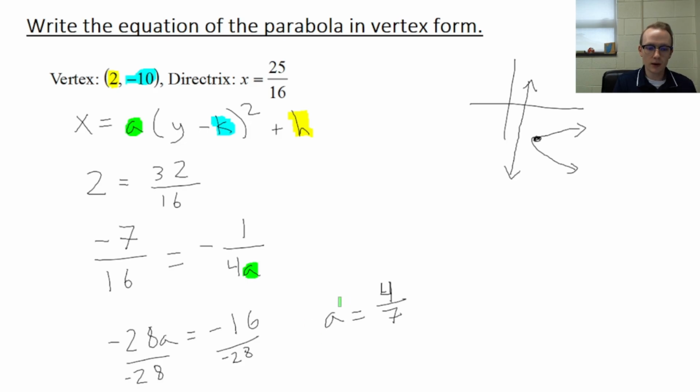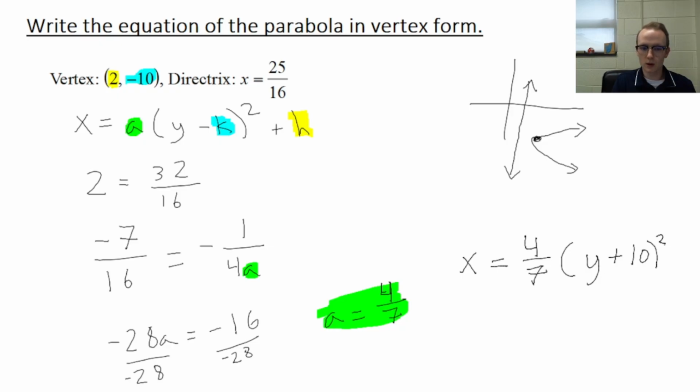And again, now we can write the equation of our parabola. Once we've got a, h, and k, we can write our equation. So the equation of this parabola is going to be x equals, remember this is a horizontal parabola, so we start with x equals 4 over 7 is the a value, times parentheses, y minus k. If k is negative 10, that's going to be y plus 10 in parentheses squared, plus h, which is 2, so plus 2.